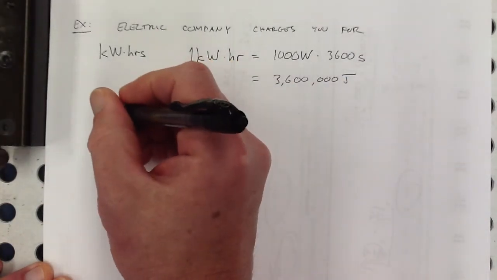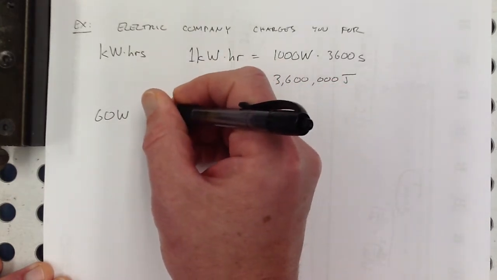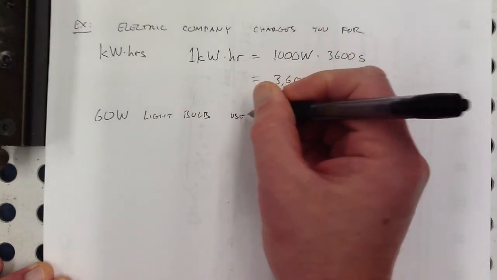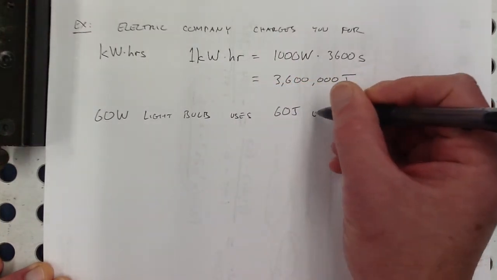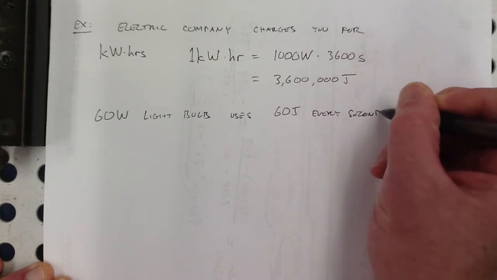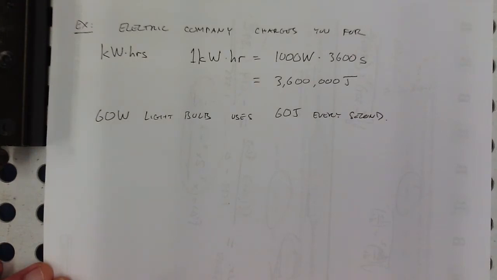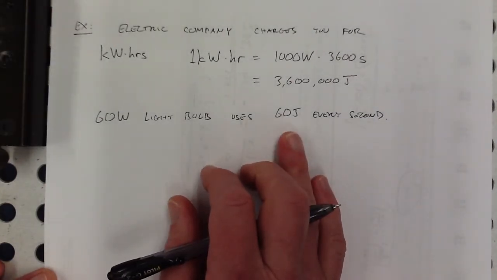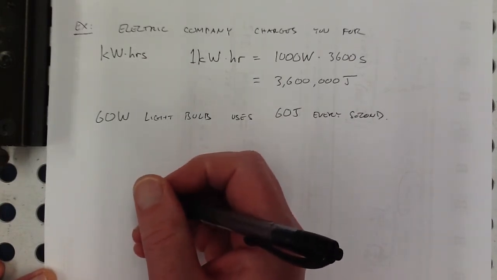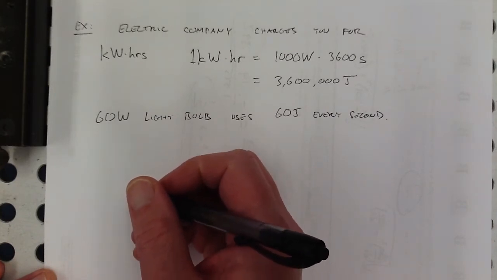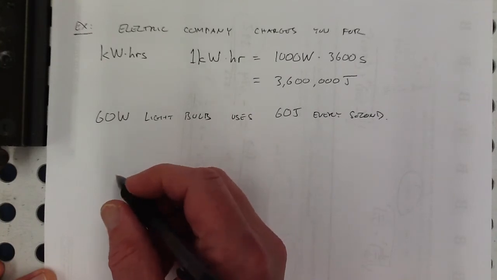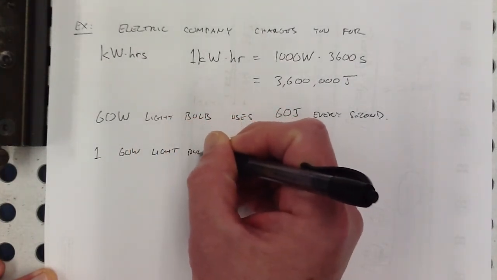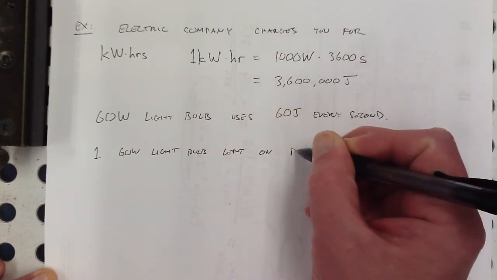So what does it mean for a 60-watt light bulb? Well, watts is joules per second. So a 60-watt light bulb, when it's on, uses 60 joules every second. So what if you left a 60-watt light bulb on, let's say there's a light in your closet, and you turn it on because you're getting something out of your closet, and then you shut the door and you forget to turn the light off. And let's say you leave it on for a whole week. Let's see how much energy that is going to use. So 1 60-watt light bulb left on for 1 week.